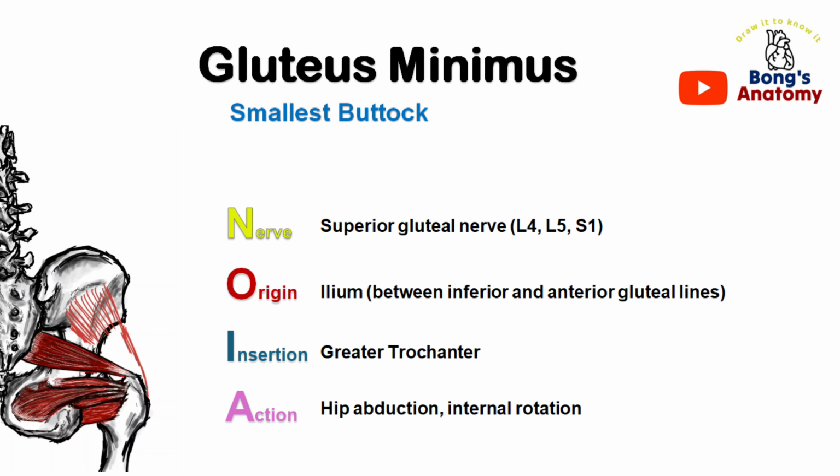Gluteus minimus means smallest buttock. On the cadaver, it will be quite difficult to see because we have to remove a certain portion of the gluteus medius. If you see the ilium, the bone itself, there is a better chance it is gluteus minimus. If you don't see any of the bony part, it will be just medius. Innervated by the superior gluteal nerve, originates from the ilium between the inferior and anterior gluteal lines, inserts into the greater trochanter, action hip abduction, internal rotation.